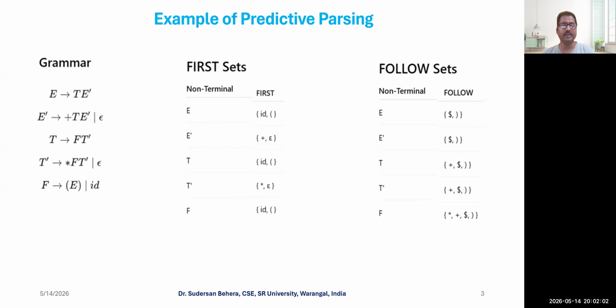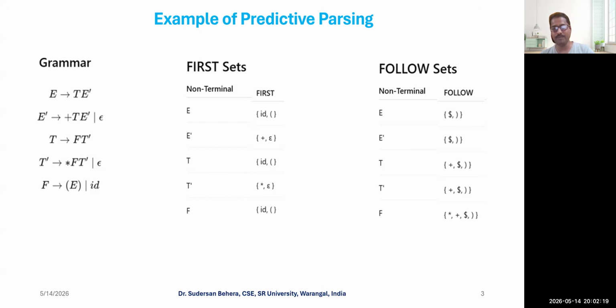That means ID, because E derives T, T derives F, F derives ID. X is greater than Y is greater than Z. What is the meaning of this? This is the transitive rule. That means X is greater than Z. Okay, in the same principle.